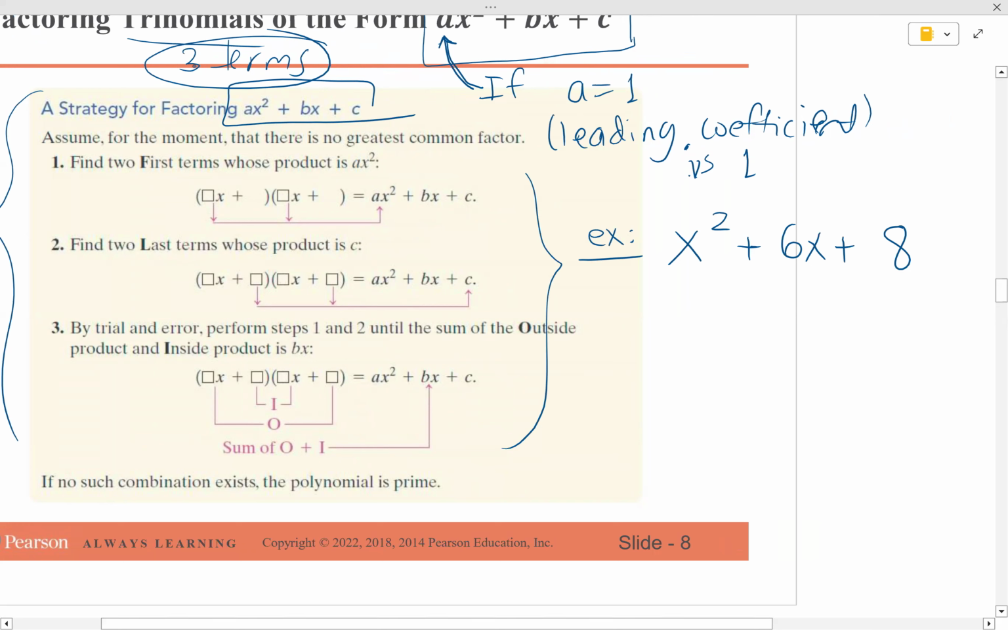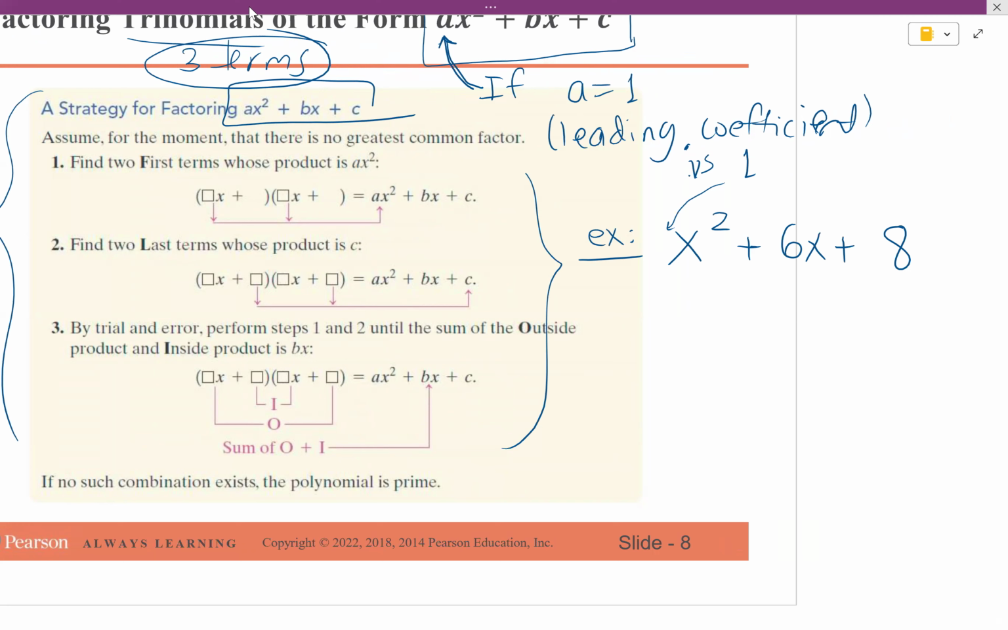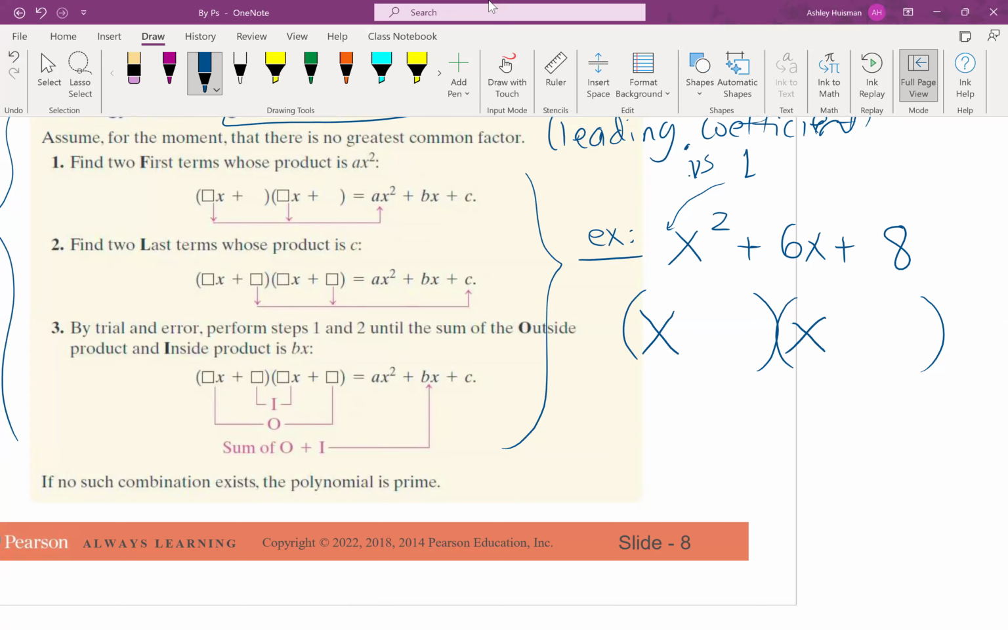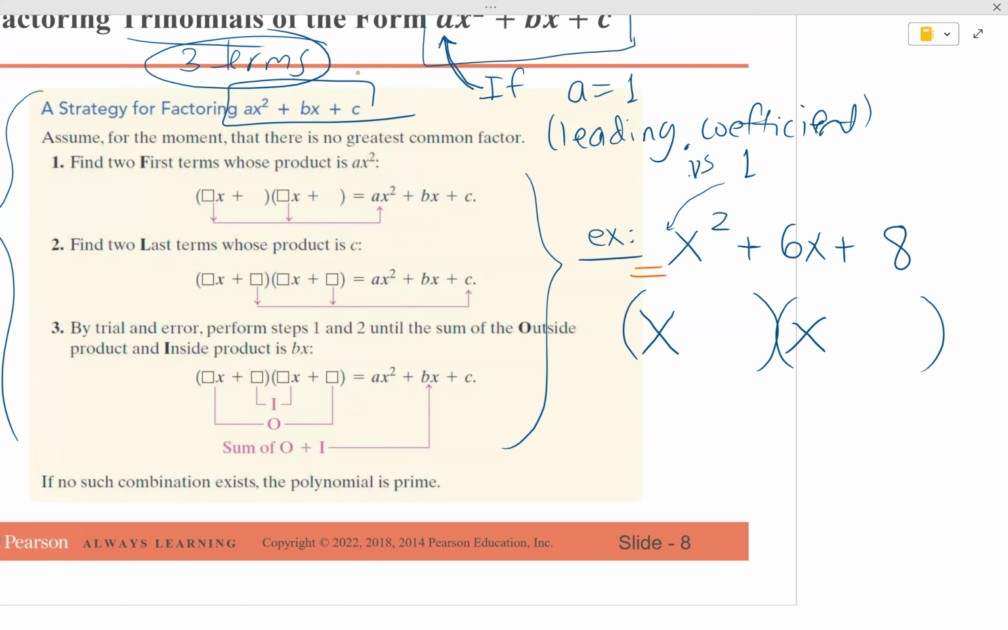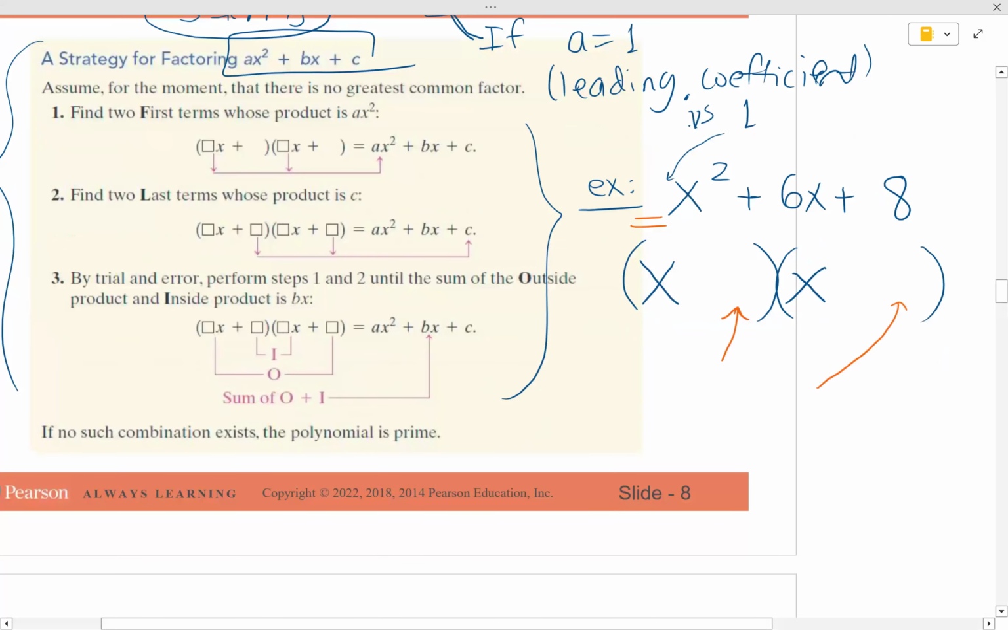So that's a trinomial, and the leading coefficient is 1. Notice that there's no number in front of x squared, so that means it's automatically a 1. These are always going to factor into two binomials, and it's always going to be an x and an x. That's always the setup. Every time you have a trinomial with just a 1 in front of x squared, it's this setup, and then your job is to figure out these two numbers. It's going to be x plus something or x minus something.